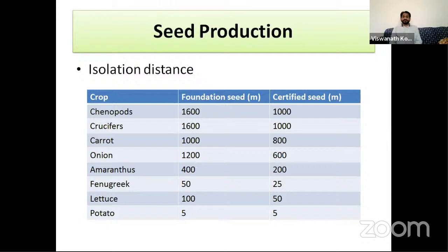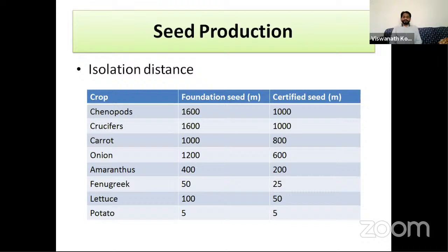Generally, genetic purity is very important in producing seed. All the plants in a variety should be the same and uniform, and should have the same genetic constitution. So while producing the seed, we should prevent unwanted contamination from other varieties or other compatible crop species, so we have to maintain an isolation distance during seed production.